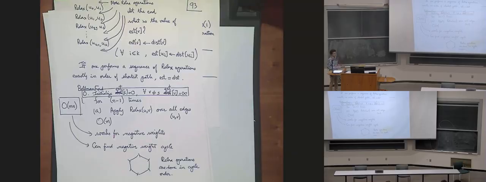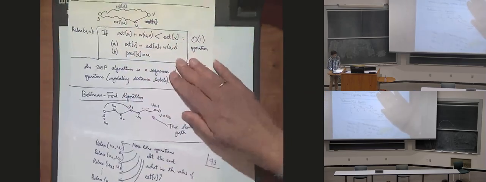The negative weight cycle means that there's at least one negative. No, negative weight cycle means it's a cycle.